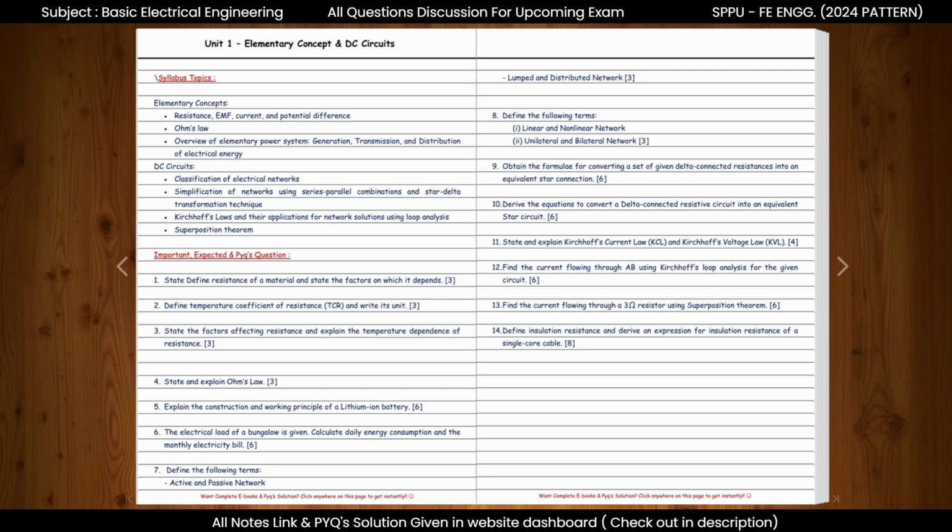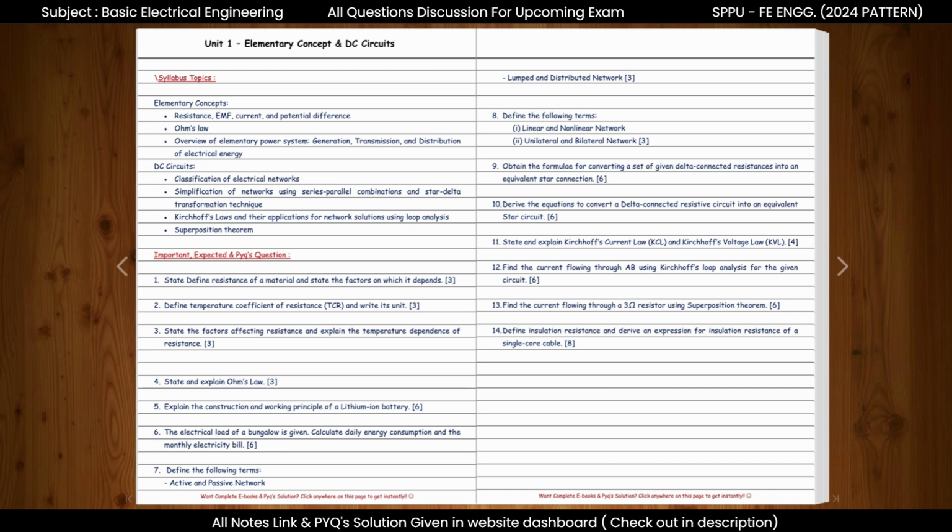Alright, let's move on to our next important topic: linear and nonlinear networks. From this topic, we can expect questions such as define linear and nonlinear network and unilateral and bilateral network. A linear network follows Ohm's law, meaning its current changes proportionally with voltage. A nonlinear network does not follow this proportionality. A unilateral network allows current to flow only in one direction like a diode, while a bilateral network allows current to flow equally in both directions, such as a resistor.